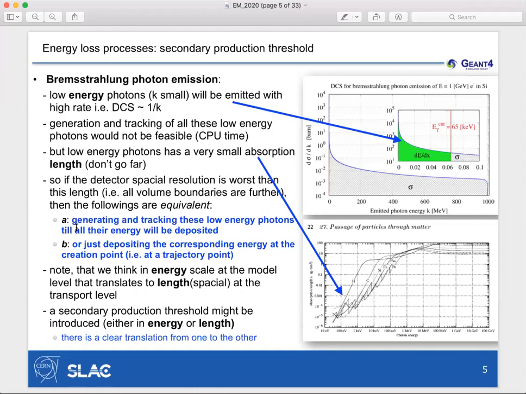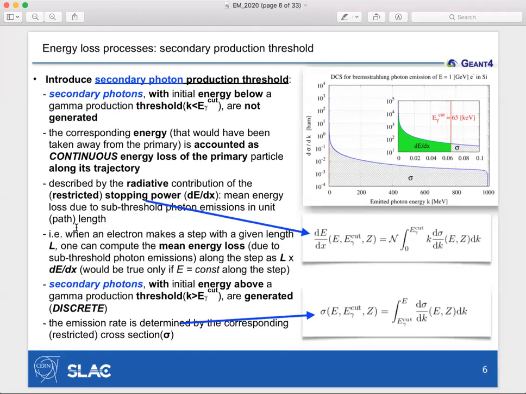Now, one thing that you might recognize here is that I'm talking about spatial resolution, which is a length, the size of the volume, and at the same time I'm talking about energy, like low energy photons don't go far. So this will come a couple of times, the energy and length question. We will get back to this. Don't be confused with this at the moment.